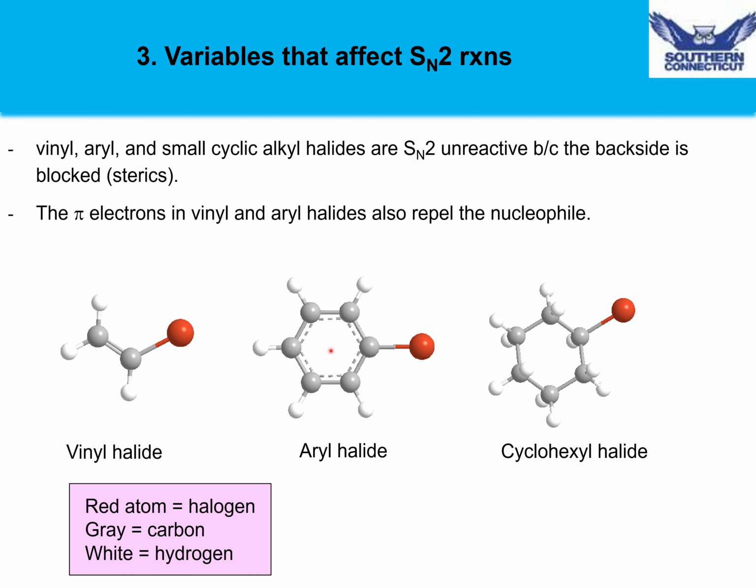Small cyclic alkyl halides are also fairly unreactive in the SN2. So in the case of a cyclohexyl or anything smaller, cyclopentyl, cyclobutyl, cyclopropyl, the carbon to halogen bond, at least the backside, would be blocked by the ring. So the nucleophile would have a hard time getting inside of the ring to be able to attack that carbon.